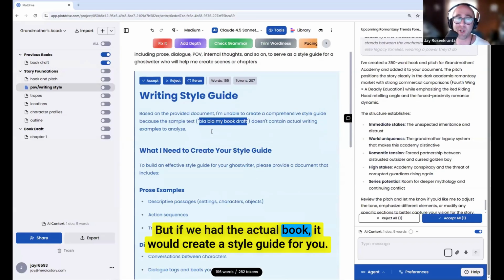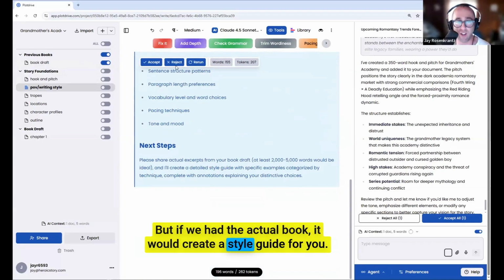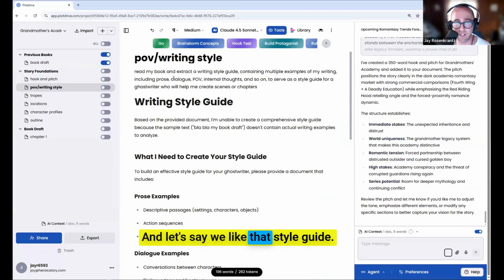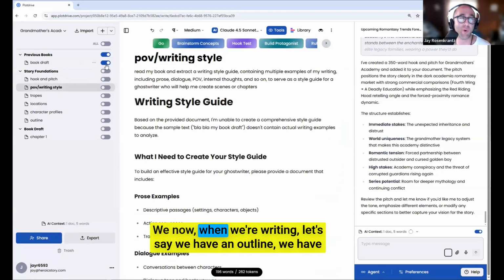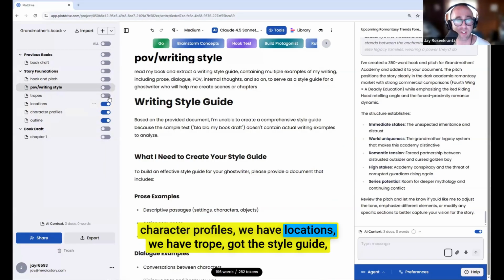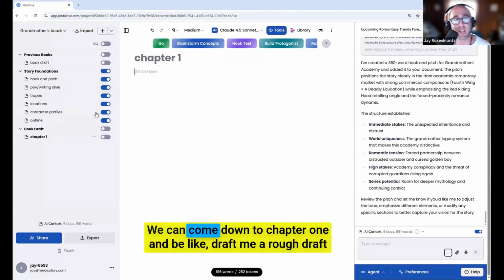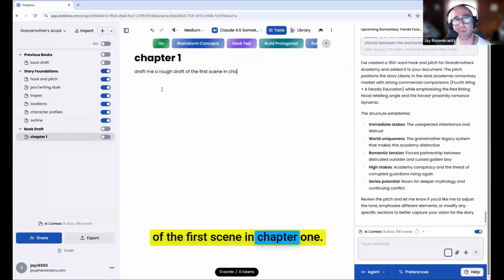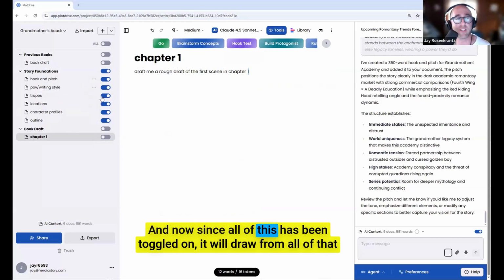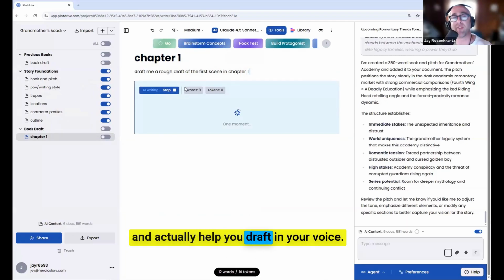But if we had the actual book, it would create a style guide for you. And let's say we like that style guide. So now when we're writing, let's say we have an outline, we have character profiles, we have locations, we have tropes, got the style guide, we've got the hook and the pitch. We can come down to chapter 1 and say, draft me a rough draft of the first scene in chapter 1. And now since all of this has been toggled on, it will draw from all of that and actually help you draft in your voice.